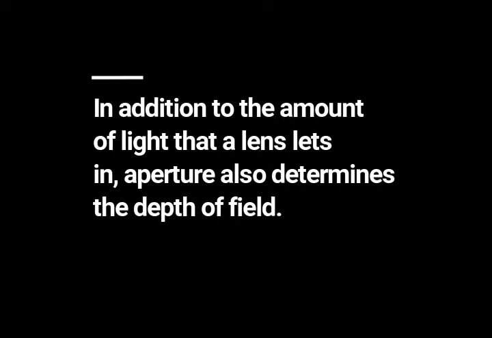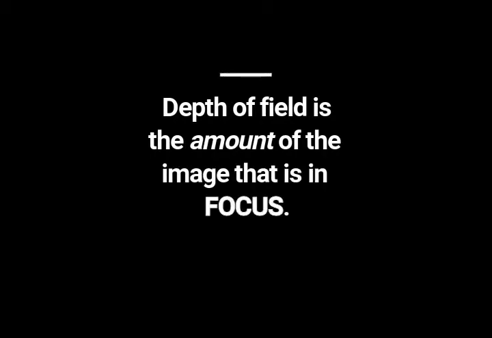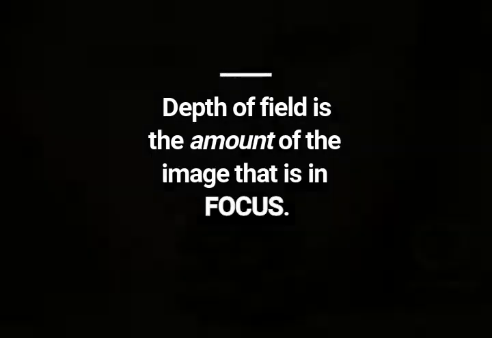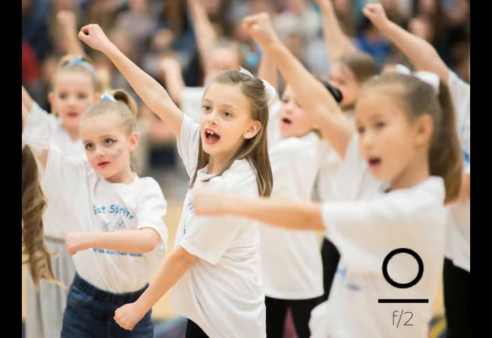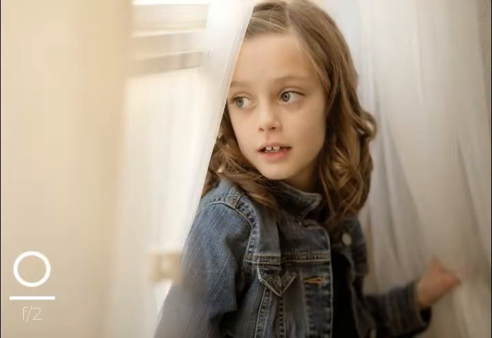In addition to the amount of light that a lens lets in, aperture also determines the depth of field. Depth of field is the amount of the image that is in focus. So when your lens is set to a wide aperture like 1.8, you will have a very shallow depth of field. Only a small amount will be in focus. That is, the areas before and beyond the point of focus will be blurry, and the point of focus will be sharp but small. A shallow depth of field, where you only have a small point of focus, can be very artistic and is particularly popular with portrait shots.